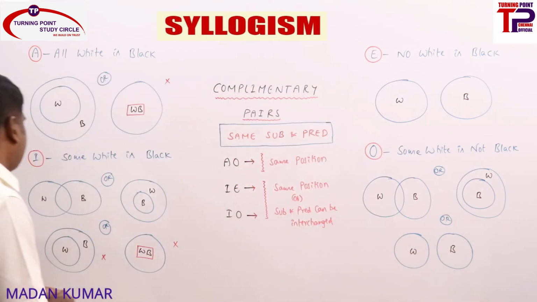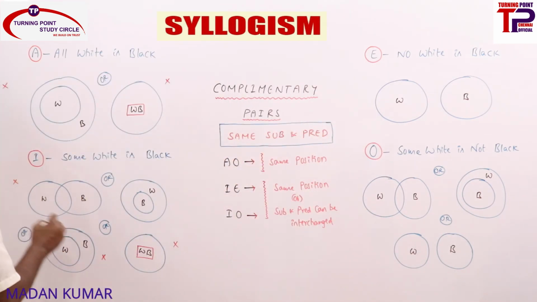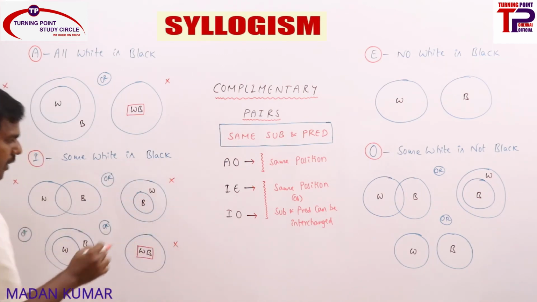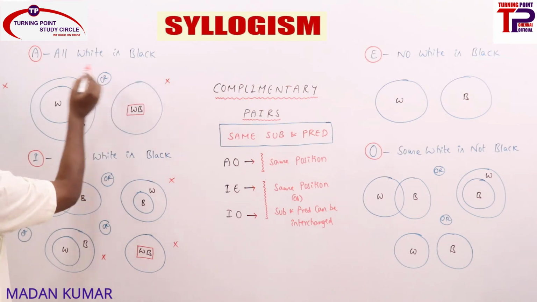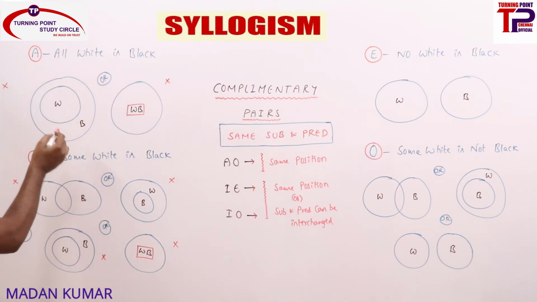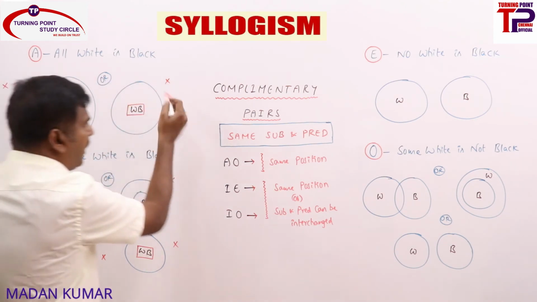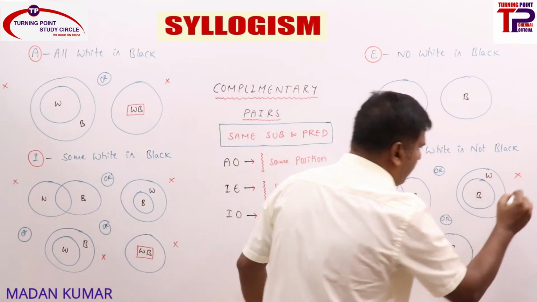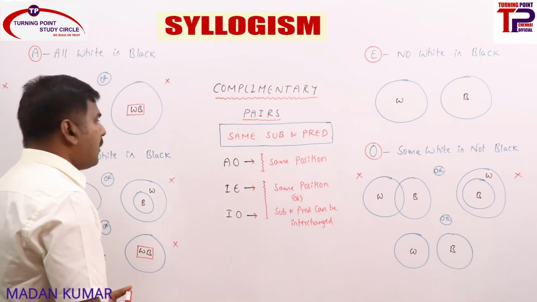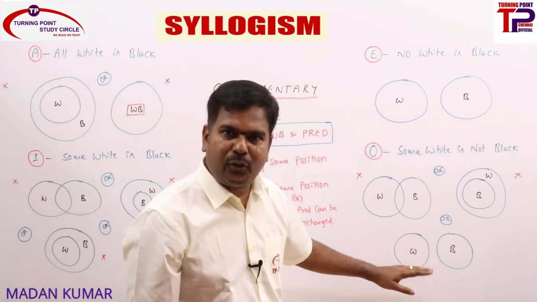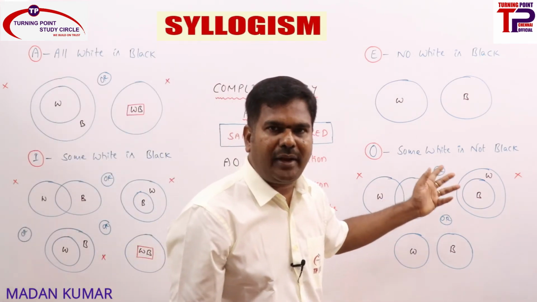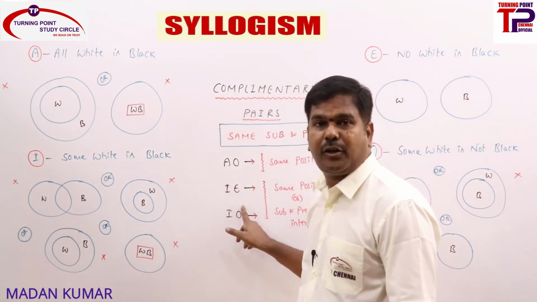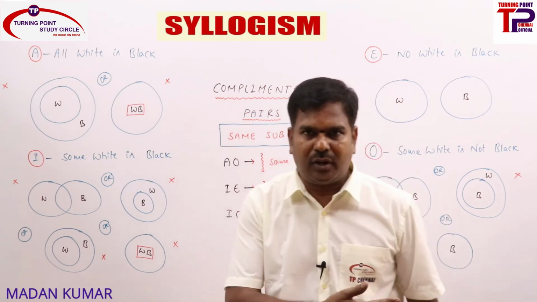See that I statement, this is wrong, some white is black, this is already wrong, this is also wrong. Some white is black, this also comes, that is the reason for the cross mark. Some white is black, this is ruled out. How many are left over? Only two Venn diagrams are left over: no white is black or no black is white. Whenever an I statement is wrong, which is right? The E statement is right, that is the only one left over.